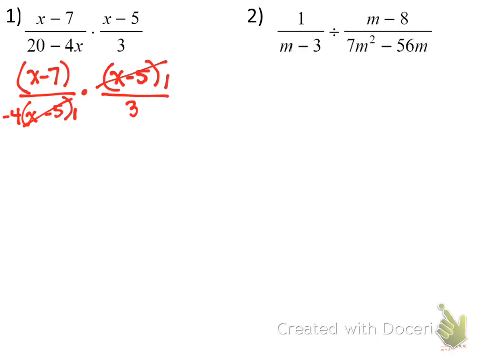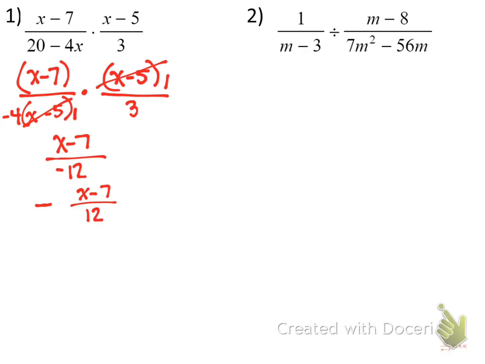Nothing else gets simplified, so I multiply numerator times numerator. So x minus 7 times 1 is x minus 7. And then in our denominator, negative 4 times 1 times 3 is negative 12. A positive number divided by a negative number is negative, so the answer is negative x minus 7 over 12.